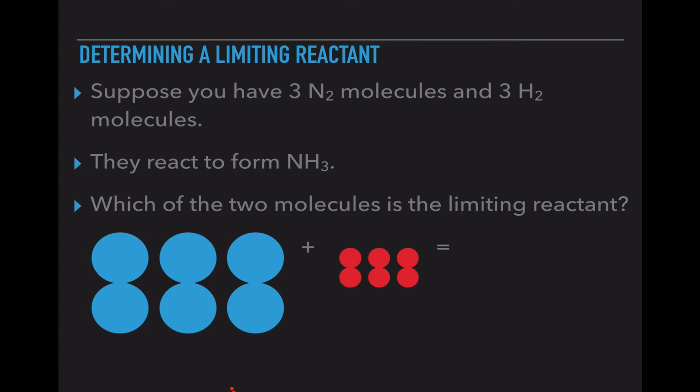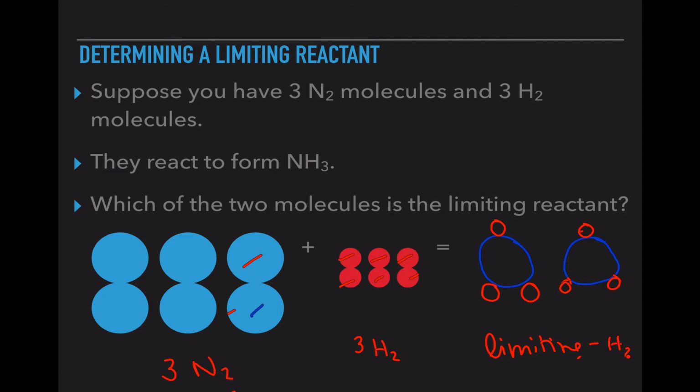So here's an example using chemical compounds. We have 3 N2 molecules on the left, and we have 3 H2 molecules directly next to it. They react to form NH3. So which of these two is limiting? For NH3, we need 1 N molecule and 3 H's to create NH3. So I've used 1, 1, 2, 3. Now we're going to make a second NH3 molecule and use this one, and 1, 2, 3. 1, 2, 3. So all of my H's are used up. I have extra N's left over. So my limiting is H2. My excess is N2, because N2 we have leftovers.